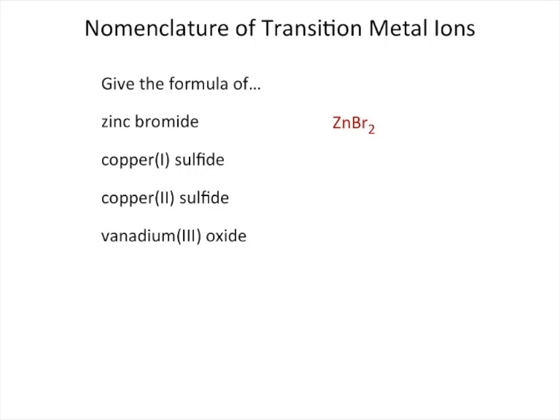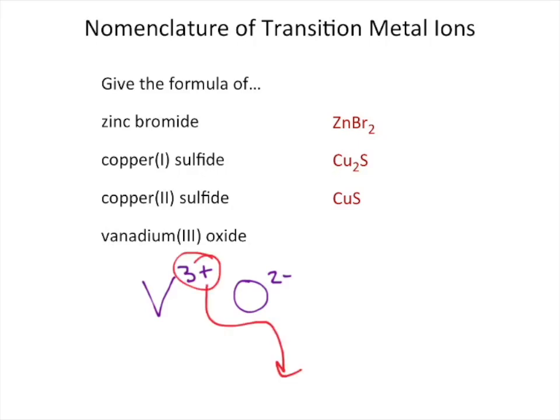Okay, copper sulfide. Copper is listed as +1. Sulfide, okay, that means sulfur. Sulfur is -2. So for this to work, you have to have 2 coppers for every 1 sulfur. Copper 2 sulfide, on the other hand, sulfur is -2, copper is +2, so they go together in a 1-to-1 ratio. Now vanadium oxide, the vanadium is 3+, the oxygen is 2-. And so if you write these out and do the charge cross thing, then you'll see that you get vanadium 2, oxygen 3.